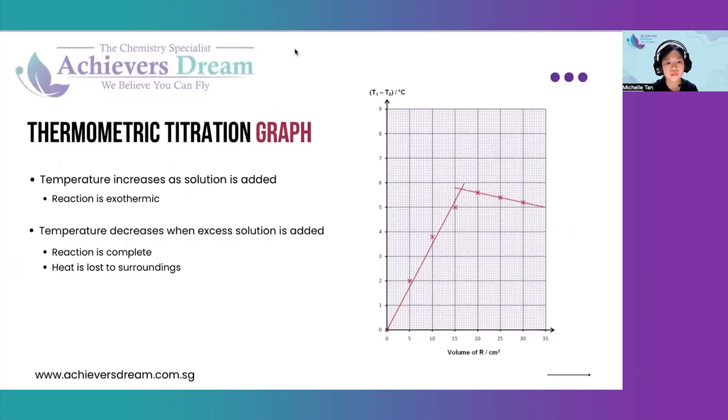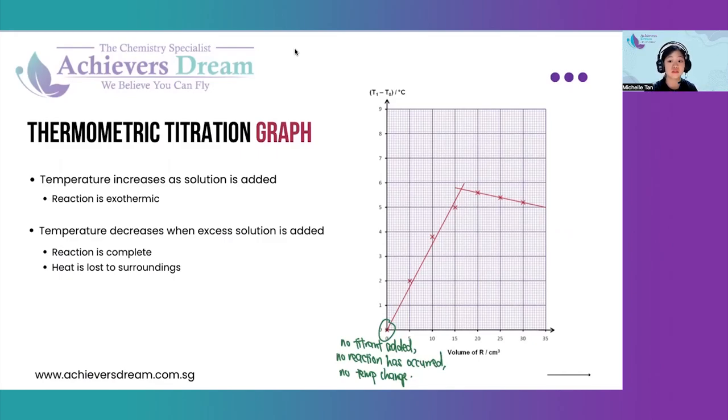So before we move any further, let's talk about the shape of this graph. This is the expected shape, where the first straight line of best fit shows an increasing temperature starting from zero, because this is when no titrant has been added yet. Therefore, no reaction has occurred, and there should be no temperature change as of yet. So for a thermometric titration graph, the first straight line of best fit would definitely be expected to meet your origin, for these reasons.